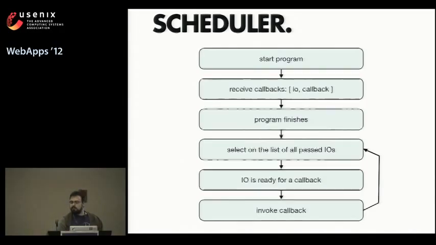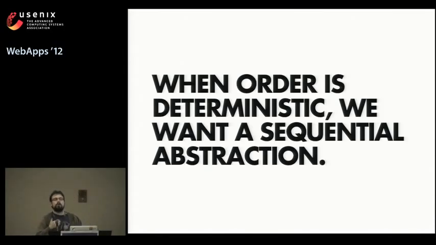So at a high level, the scheduler is something like this. You start a program, you receive a bunch of callbacks, which have an I/O and a callback. When the program is done, use the select system call to find out which ones are ready. If any of the I/Os are ready, invoke the callback and start over. Keep doing that over and over again until there are no callbacks left.